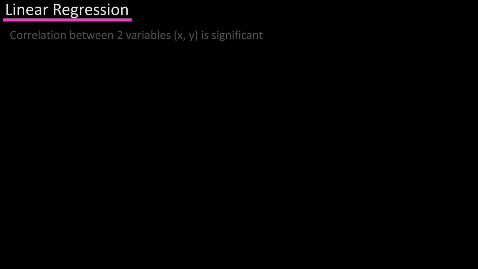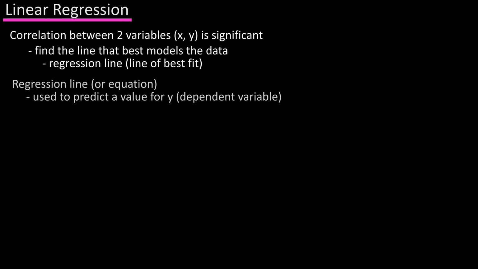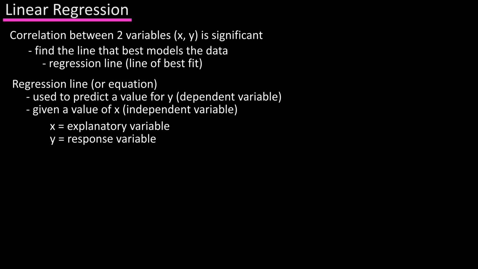Once you've determined that the correlation between two variables is significant, next is to find the line that best models the data. This line is called a regression line, or the line of best fit. And this line is oftentimes used to predict a value of y, the dependent variable, given a value of x, the independent variable. And the x and y variables are often referred to as the explanatory and response variables.